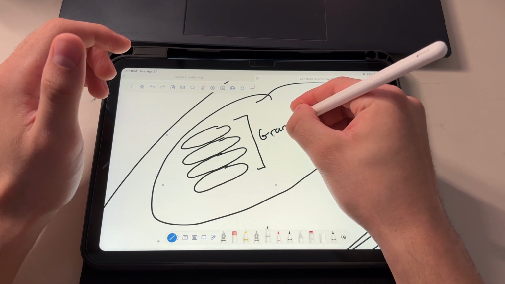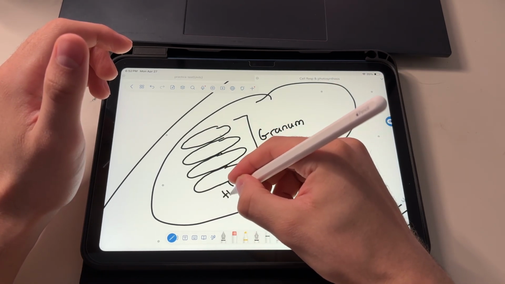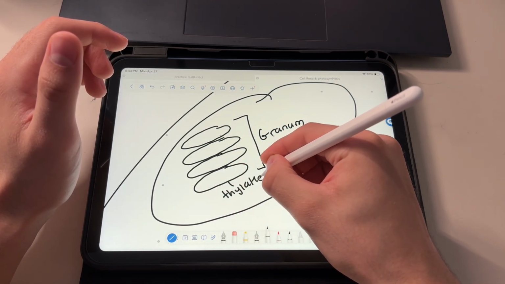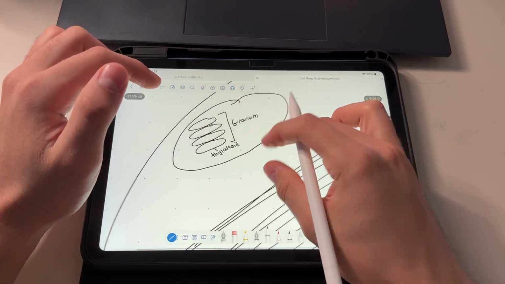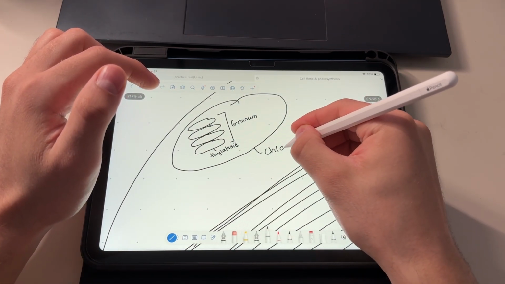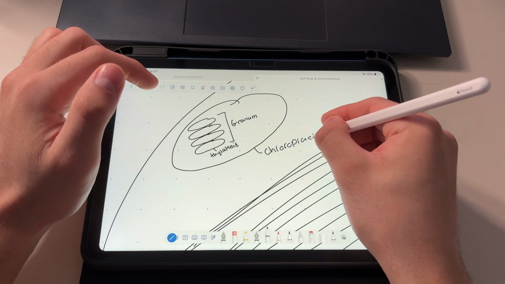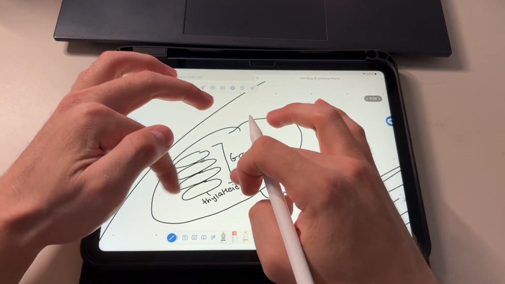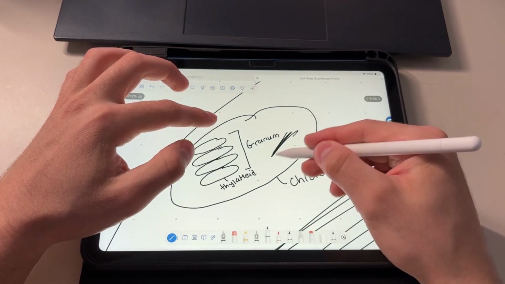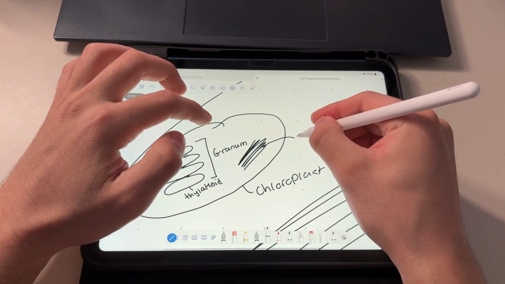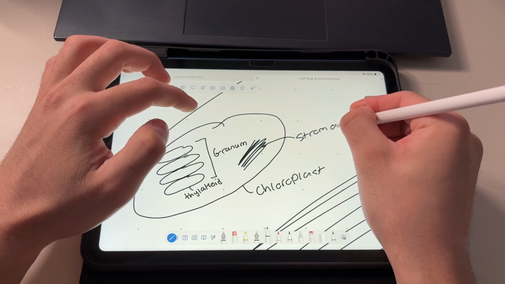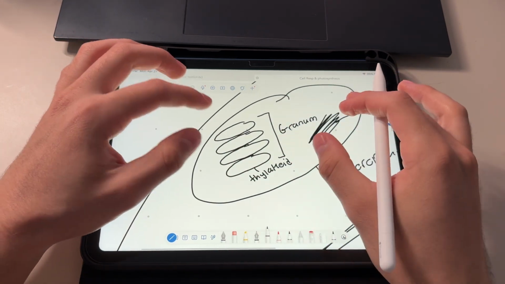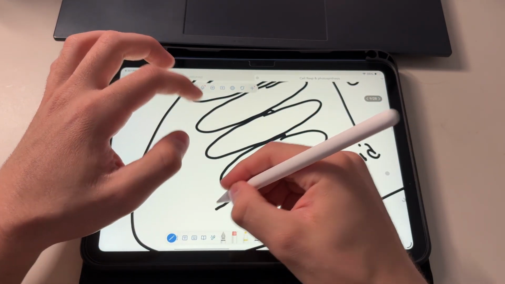So we have granum, thylakoid. So these individual discs are called thylakoids. This is the chloroplast. And then inside the chloroplast, we have another liquid that suspends these stacks of granum, and this is called the stroma. So this liquid in here is called the stroma. And then inside the thylakoid itself, we have a liquid inside called the lumen.